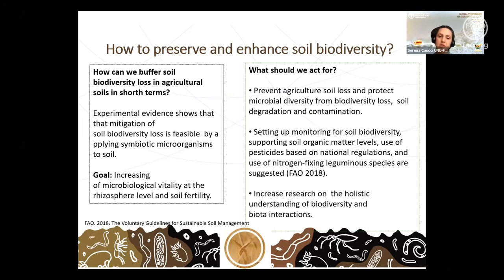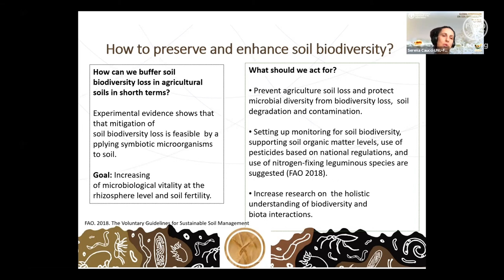Of course, we need not only sustainable practices, but we also need monitoring of soil biodiversity that should be supported and coordinated with soil organic matter levels, and also a national-level regulatory framework for pesticide use. And from our side, from academia, of course, we have to increase our know-how and our efforts towards a more holistic understanding of the interaction between different biota. This is the long term, right?